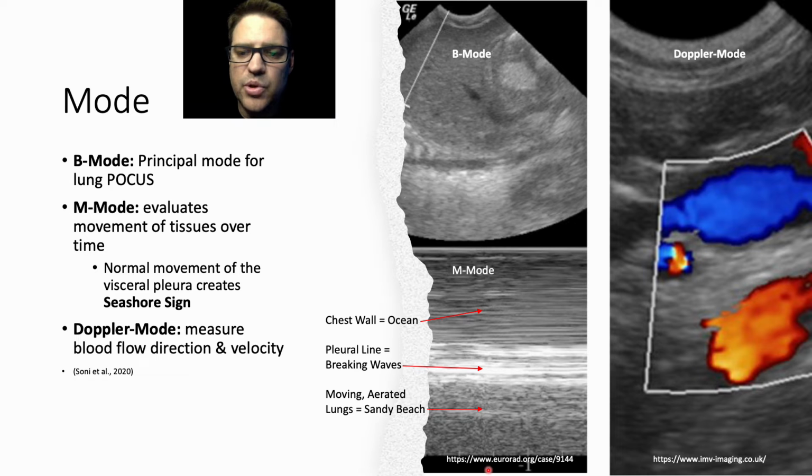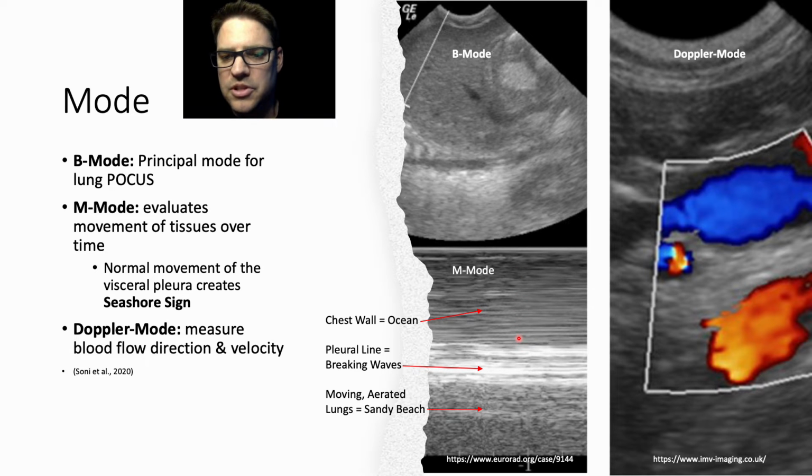When using M mode to evaluate the lung-pleura interface in healthy lungs, the normal rhythmic movement of the visceral pleura creates what is called the seashore sign, and I can point that out to you as we go through this here. So, the intercostal walls resemble an ocean, this point to this point. This is the intercostal walls.